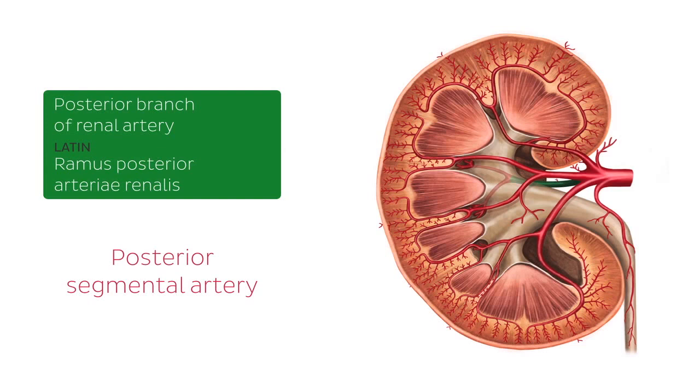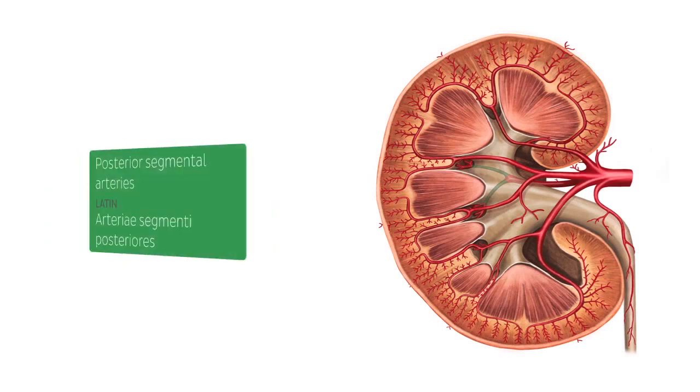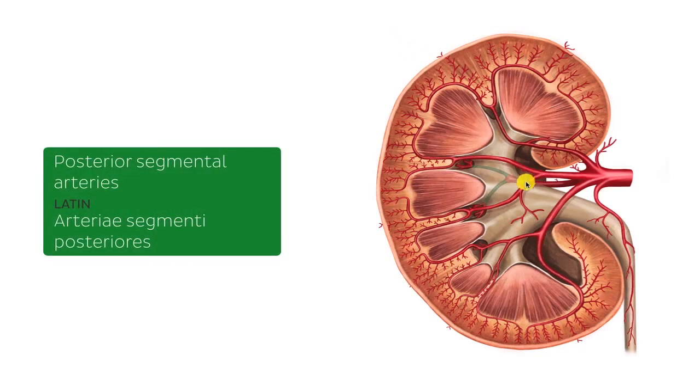Now, I have already given you a hint on the next one that we're going to be talking about. These are the posterior segmental arteries seen here highlighted in green. Now, the posterior segmental arteries are the only segments arising from the posterior branch of the renal artery, and these segmental branches supply the posterior segment of the kidneys.